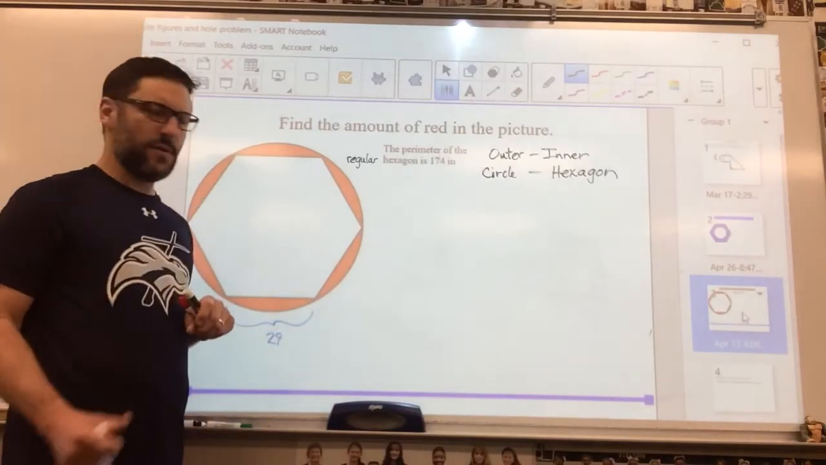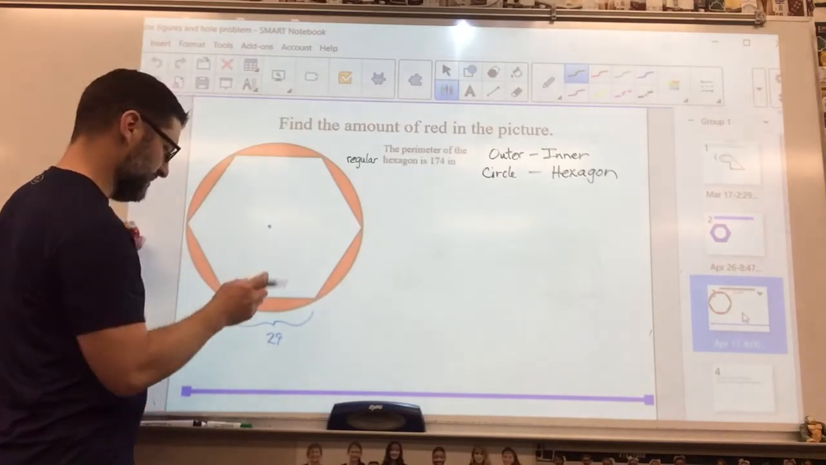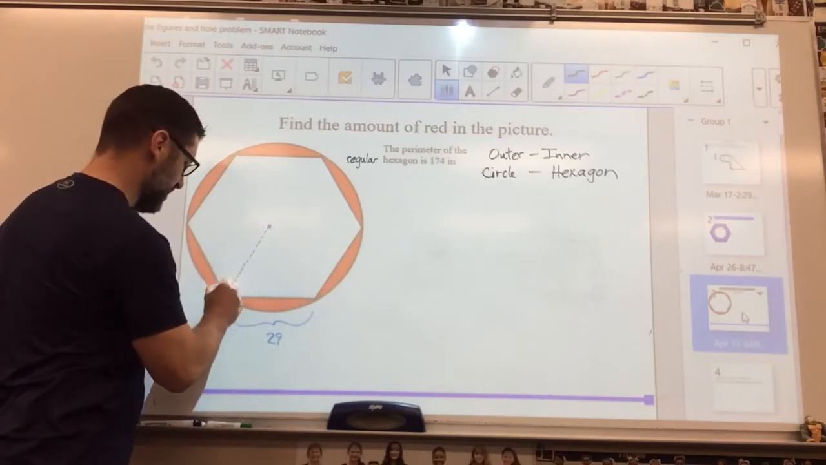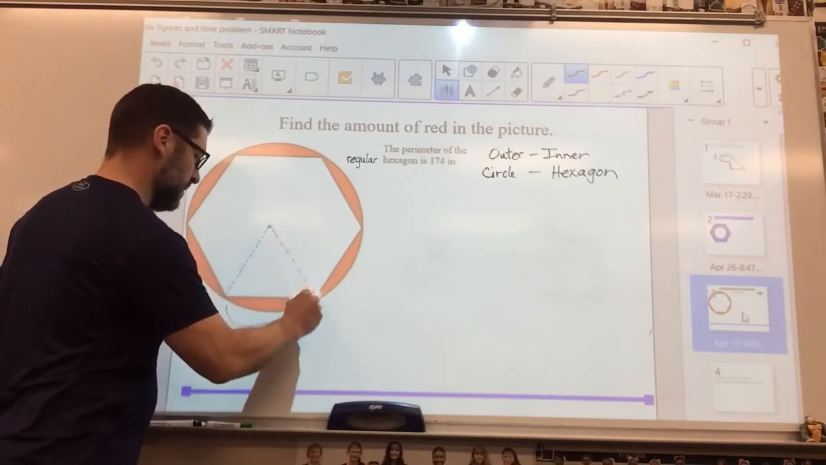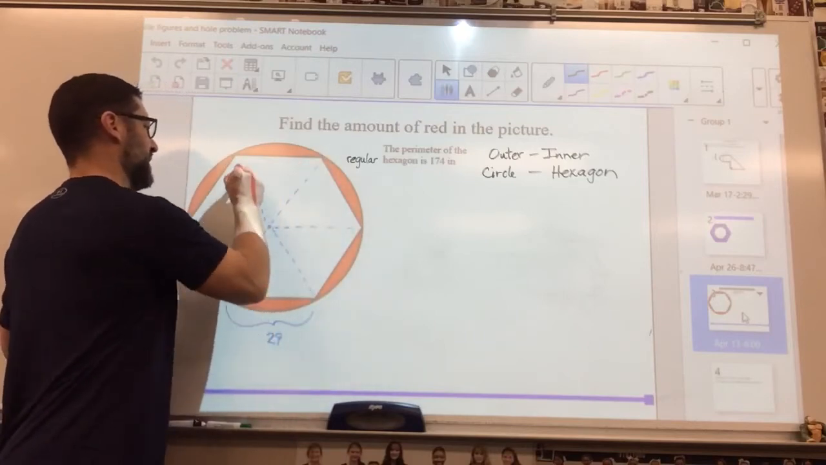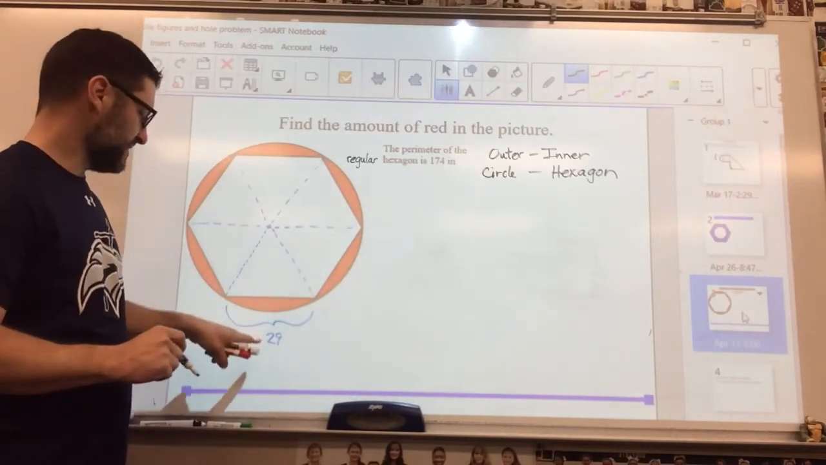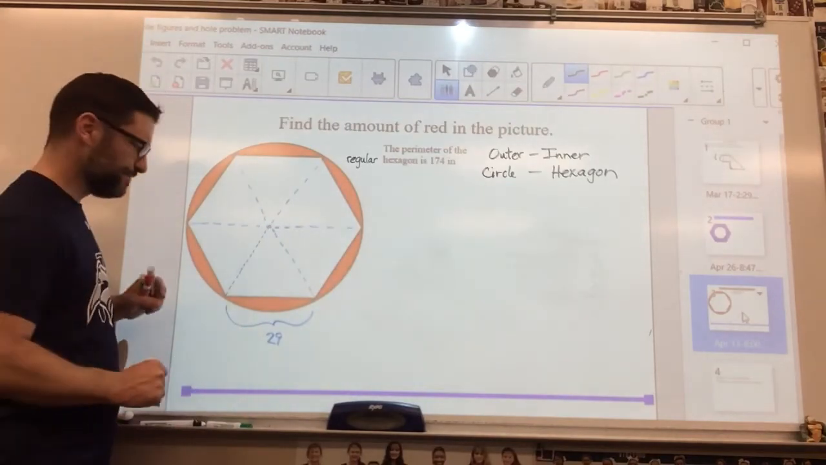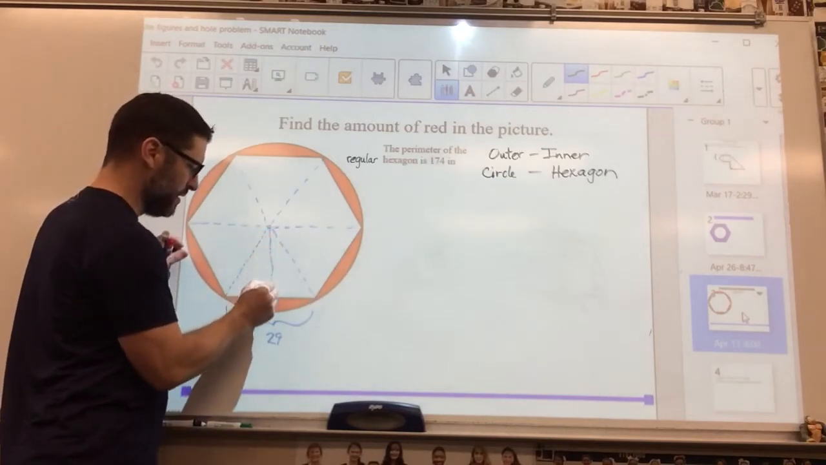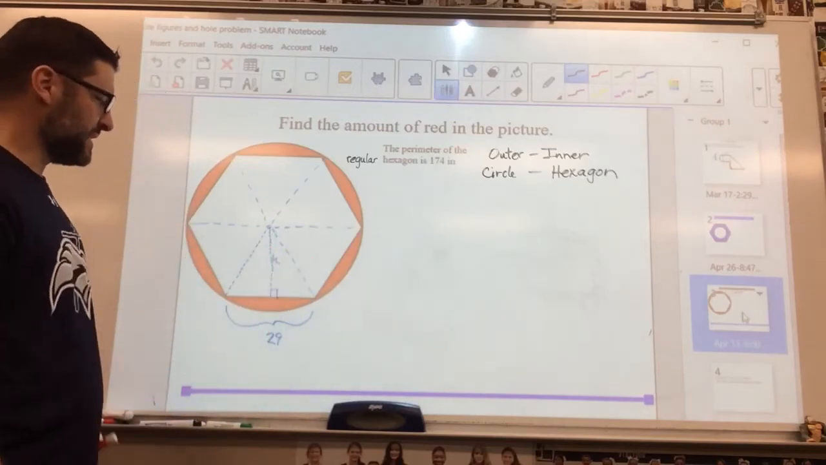Just like before, there's not a lot of change in what we're going to do. We're going to divide this thing up into triangles. There are 6 triangles, and if I could find the area of one of those triangles, I would know the area of the hexagon by multiplying it by 6. So the base is 29. I'm going to have to find the height of the triangle right there. I'll call that the h value.